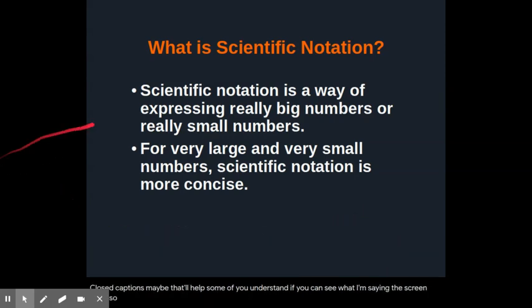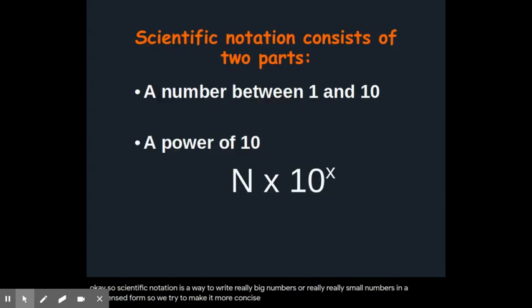Okay, so scientific notation is a way to write really big numbers or really, really small numbers in a condensed form. So we try to make it more concise. So there's a couple of parts to a number in scientific notation. By the way, if you do not have your scientific calculator out, go ahead and pause this and get yourself a scientific calculator. You're going to need that here in a moment.